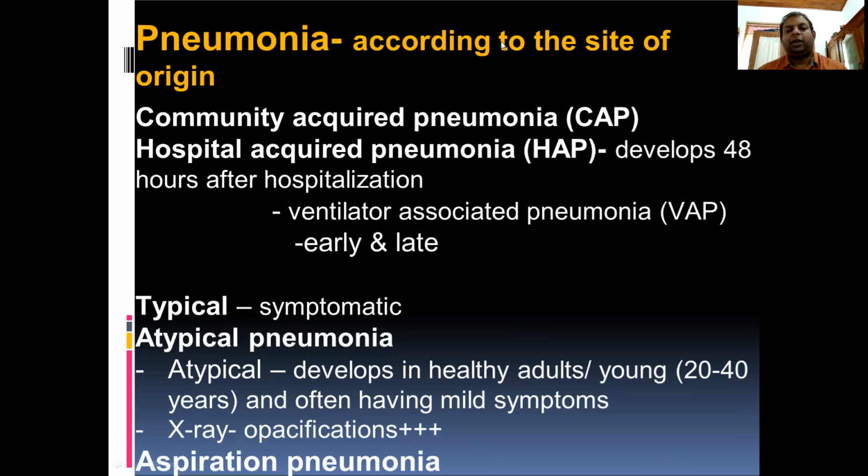So you have to know community acquired pneumonia and hospital acquired pneumonia. Then community acquired pneumonia, typical and atypical. Hospital acquired pneumonia, just simply, or maybe ventilator associated pneumonia.